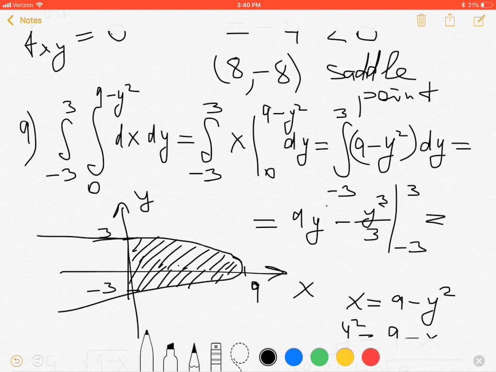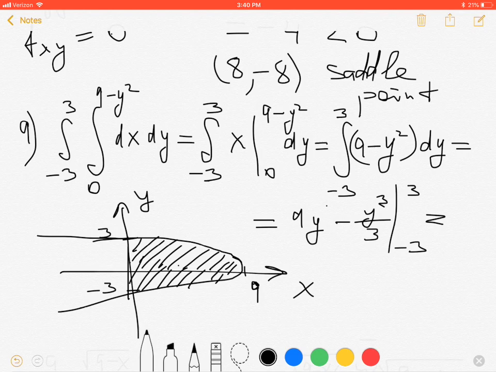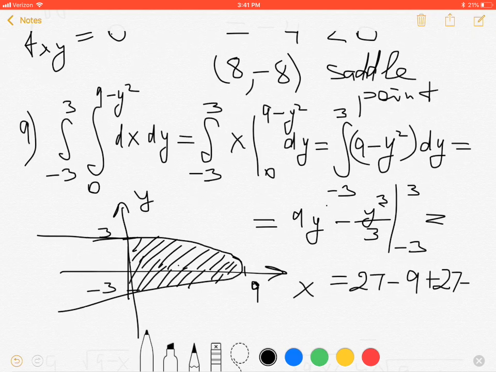It will be 27, 27 over 3 is 9, so 27 minus 9, and minus negative 27 gives plus 27 and minus 9. It will be 18, twice is 36. Okay, great.